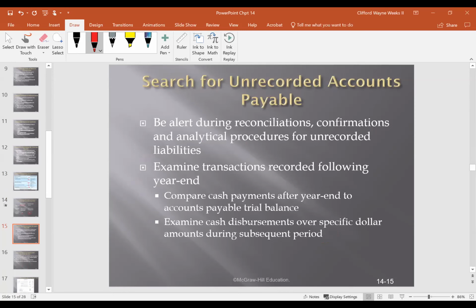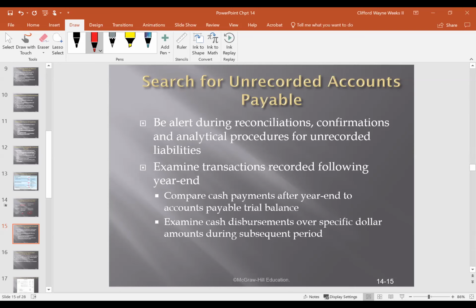However, how do you go about looking for unrecorded accounts payable? Well, there are various different steps. First of all, be alert during reconciliation, confirmations, and analytical procedures for unrecorded liabilities. So, a good question to ask is why isn't this included? And then let the client explain why.